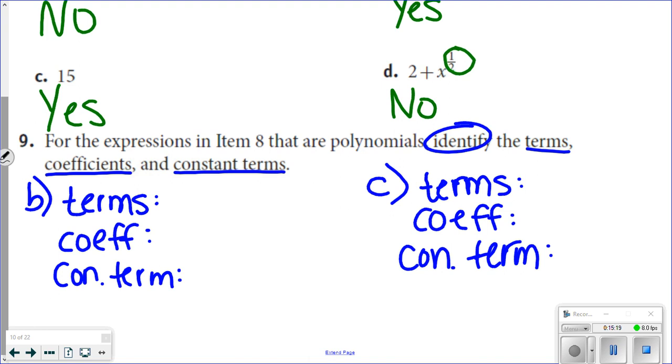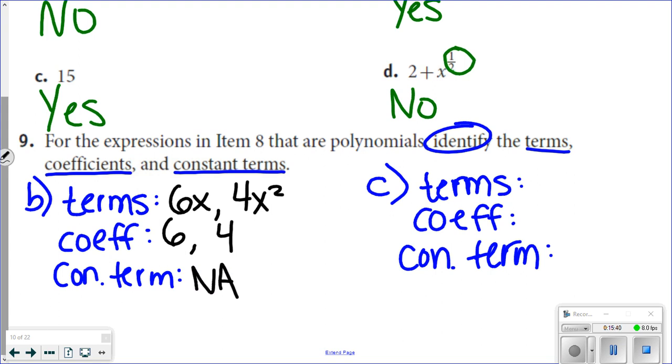So for letter B, there's two terms. The first one is 6x, and the next one is 4x squared. So the coefficients here would be 6 and 4. And then my constant term, this question is not applicable because I do not have a number without a variable. There's no number by itself. So we have no constant term for question B. For letter C, terms, there's just one, it's 15. I don't have any coefficients because there's not a number in front of a variable here. And then my constant term is 15 because it's a number by itself without a variable.